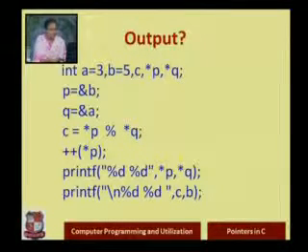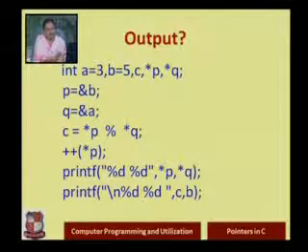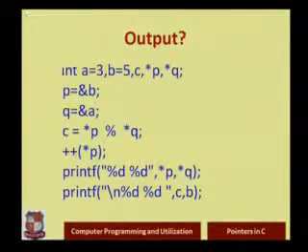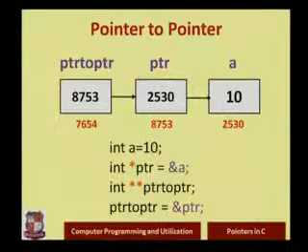What is the value of c? 2. What is the value of b? Has b been changed or not? Yes, b was changed, so I will get 6. I hope this example is clear to you. Try to solve it again. Okay, the next concept that we will study is pointer to pointer.